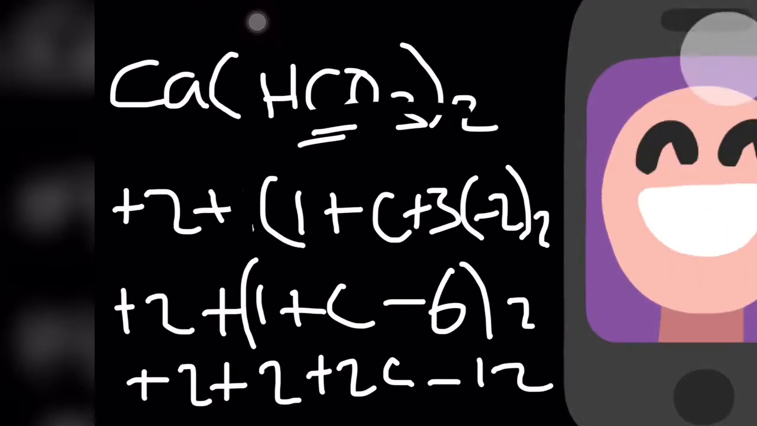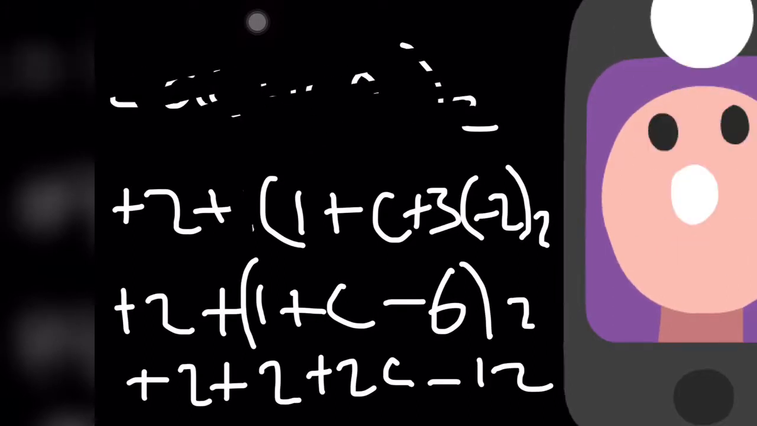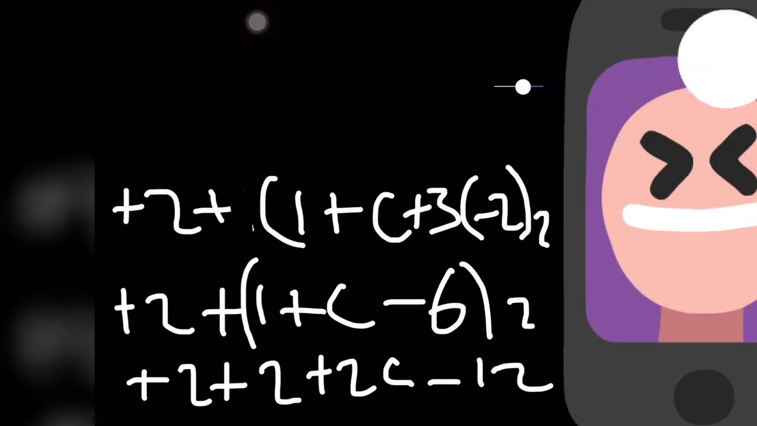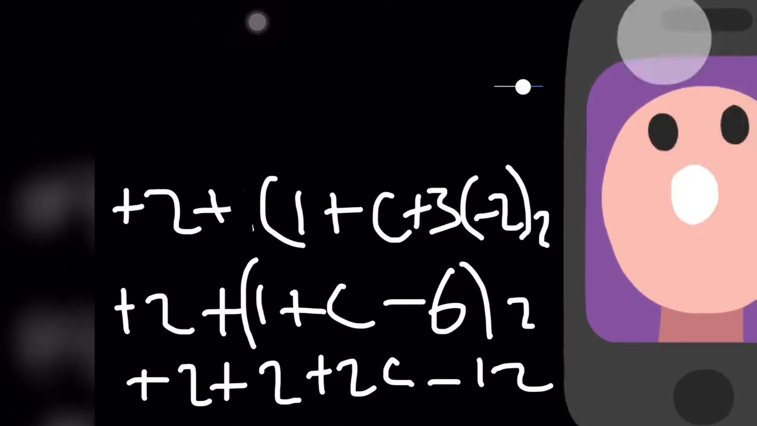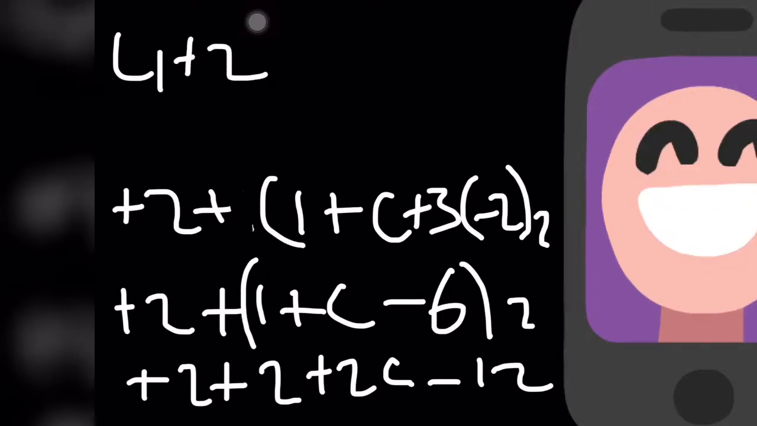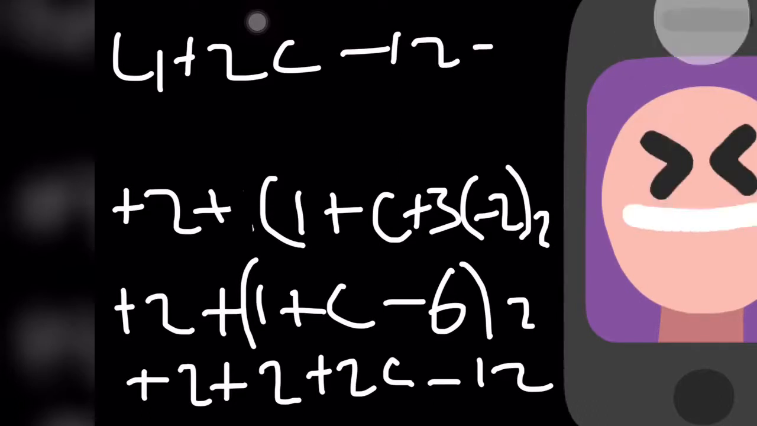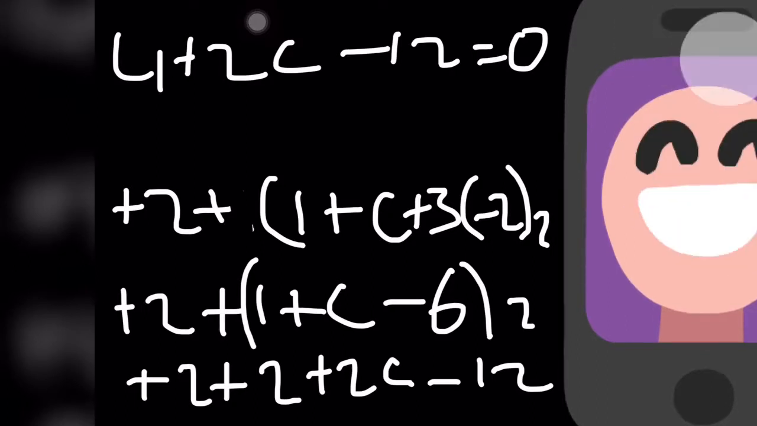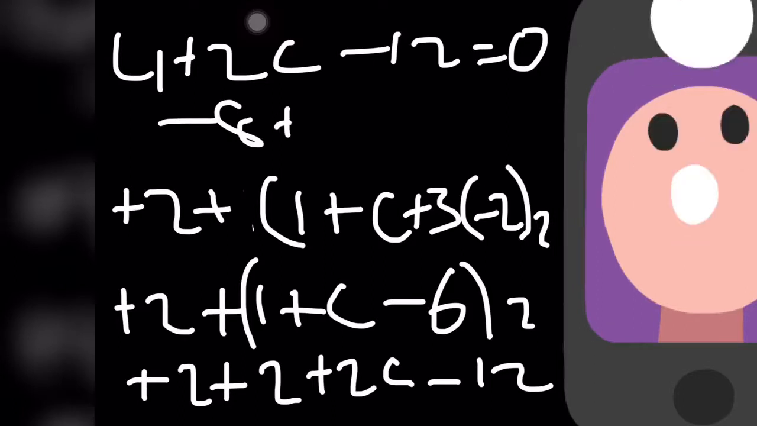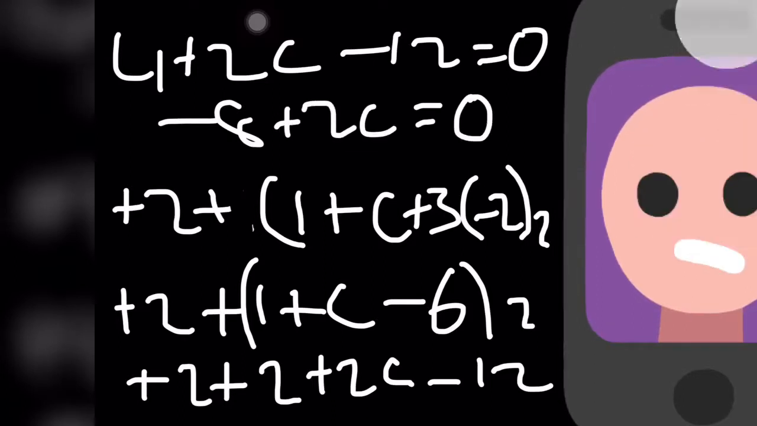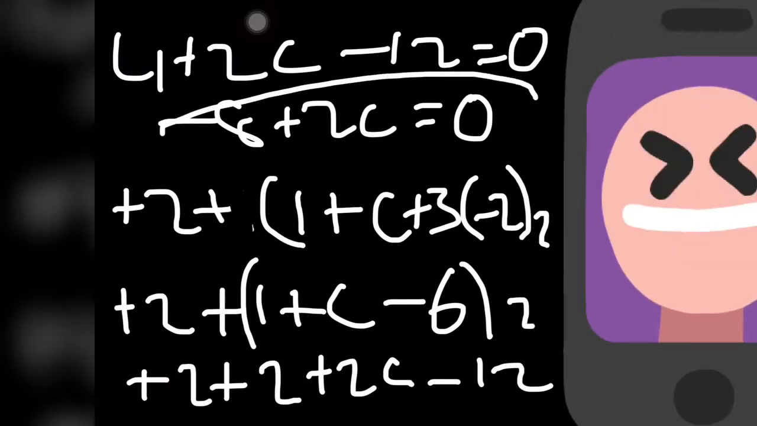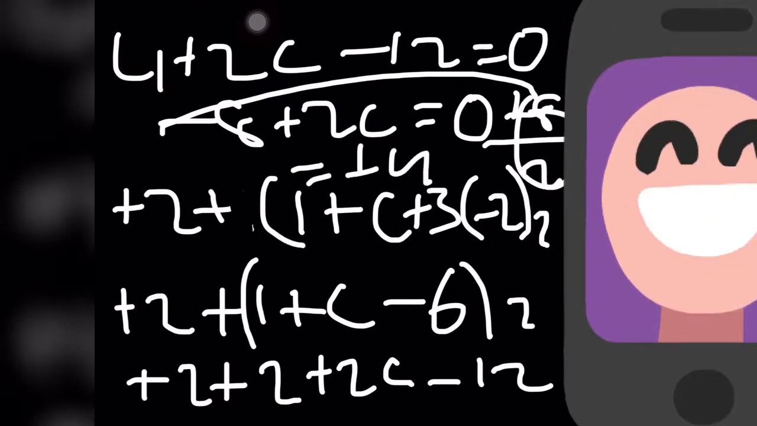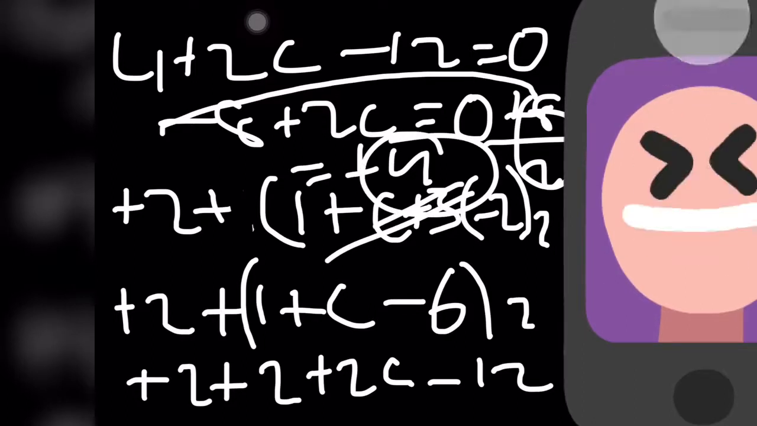Let me erase this part here. So now we have plus 2 plus 2 is 4 plus 2C minus 12 is equal to 0. So now 4 minus 12 is minus 8. Minus 8 plus 2C is equal to 0. If we bring 8 to this side to make the variable stand alone, that will be plus 8. So plus 8 divided by 2 is equal to plus 4. So the answer here is plus 4. The oxidation state for C here is plus 4.